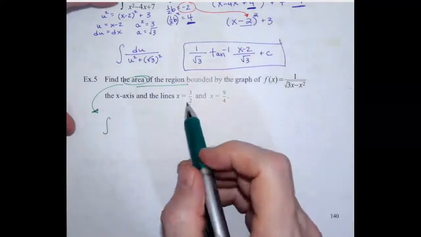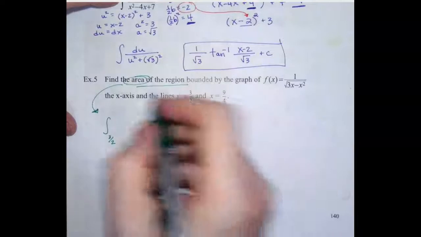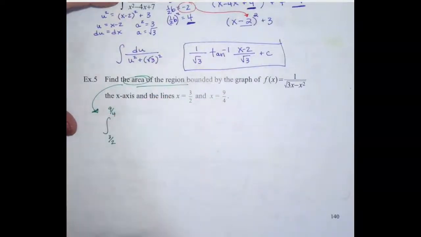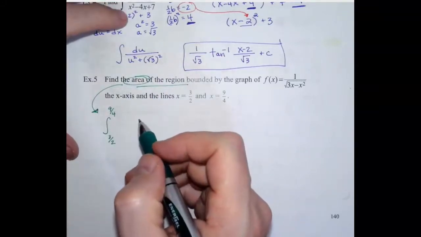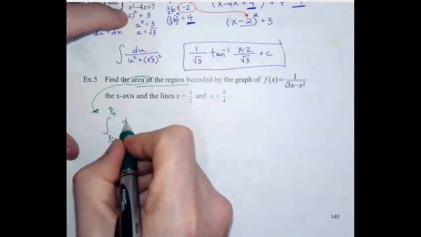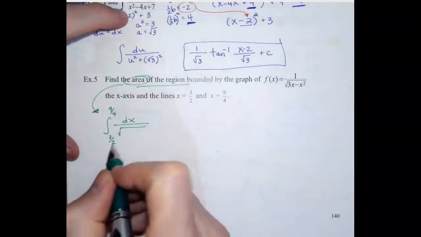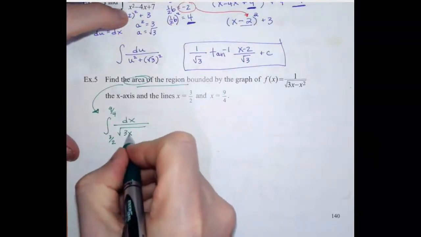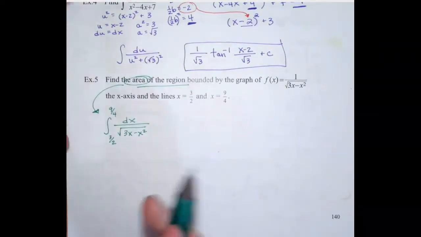So this is going from 3 over 2 to 9 over 4. So I'll put those up there. And then we have that function. So that function is going to be, I'm going to go ahead and put dx over the square root of 3x minus x squared.